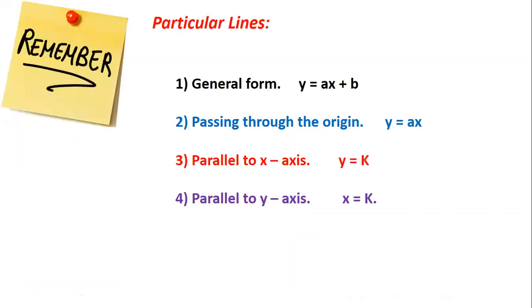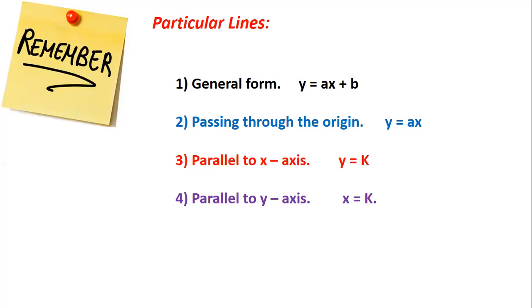First, I started my session reminding you of particular straight lines that we talked about. The first particular straight line is the general form of a straight line. So any straight line should be written in this general form, which is y equal ax plus b. The second straight line is a straight line which is passing through the origin. It has an equation y equal ax.